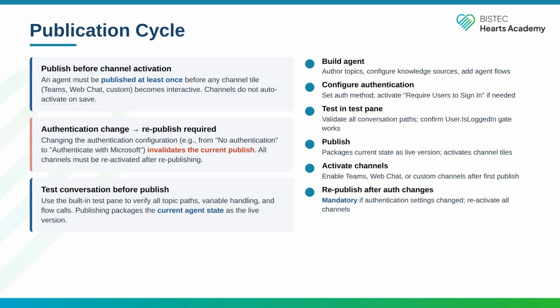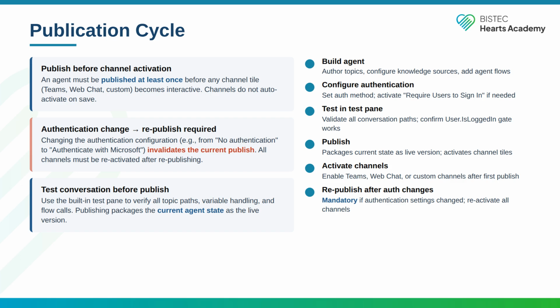Publishing is a frequently misunderstood step in the agent deployment process, and the misunderstandings produce predictable production incidents. The first rule is that an agent must be published at least once before any channel tile becomes interactive. This is not a caching delay or a propagation latency. It is by design. Channel tiles in Teams, web chat, and custom integrations are activated against a published version of the agent. An agent that has never been published has no published version for channels to activate against. Saving the agent does not publish it. The explicit publish action must be taken first.